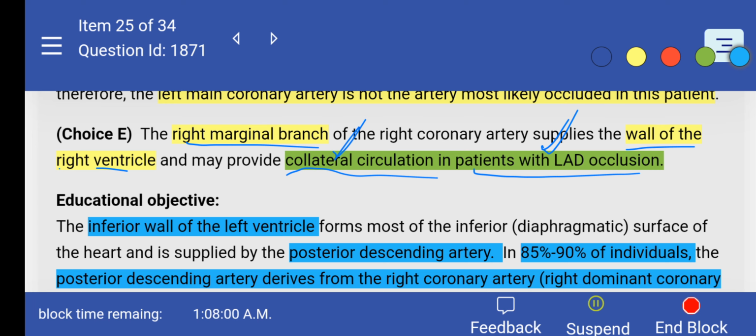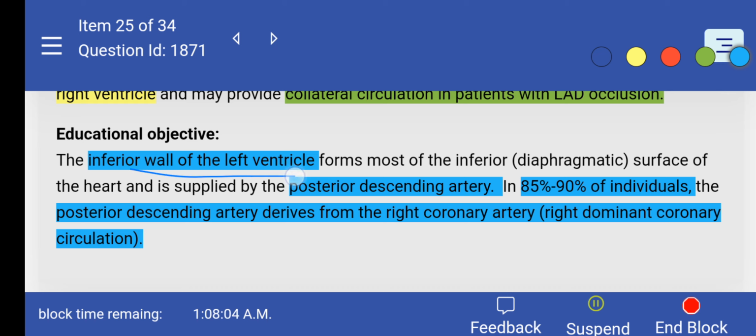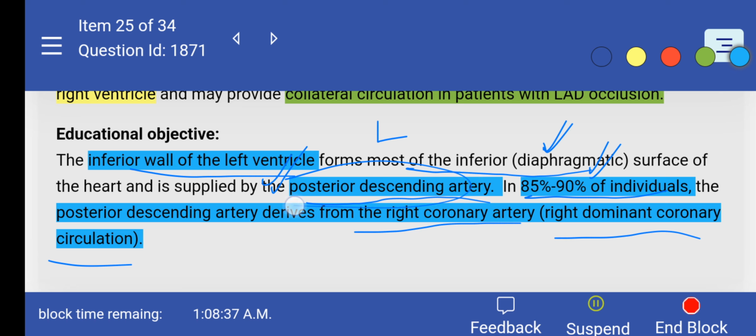The inferior wall of the left ventricle forms most of the inferior diaphragmatic surface of the heart and is supplied by the PDA, the posterior descending artery. In 85 to 90% of individuals, the PDA derives from the right coronary artery, right dominant circulation. Let's say, as discussed in another case, if this patient is left dominant, the PDA would be derived from the left circumflex. In that case, occlusion of the left circumflex artery would lead to ischemia of the inferior wall.